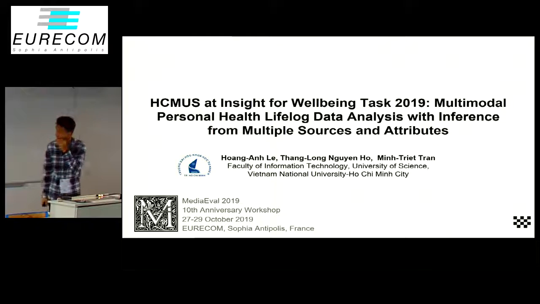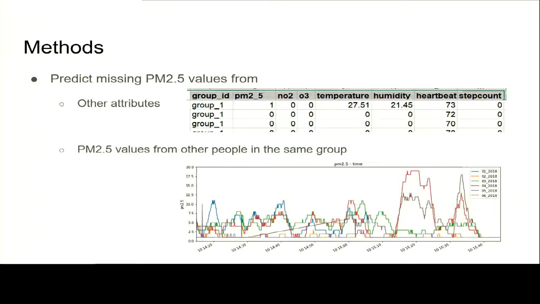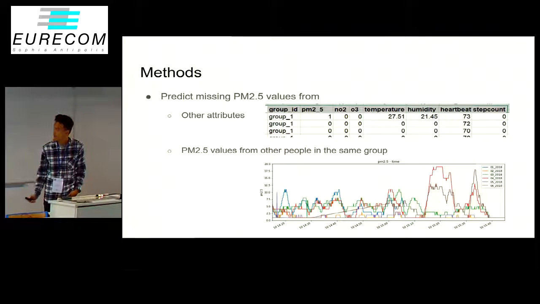Today we represent the HCMUS team in this task to present their work. First, the method they use for this problem has two approaches. The first one is that they try to find the relationship between other attributes in the provided data, such as temperature, NO2, O3, or humidity, and PM 2.5.